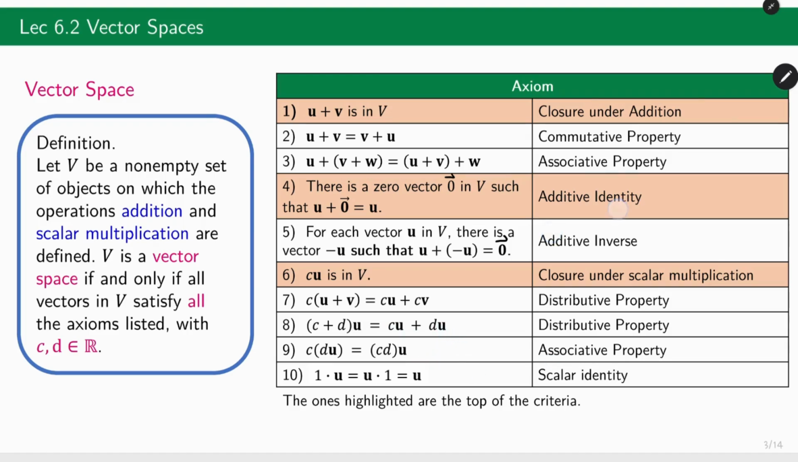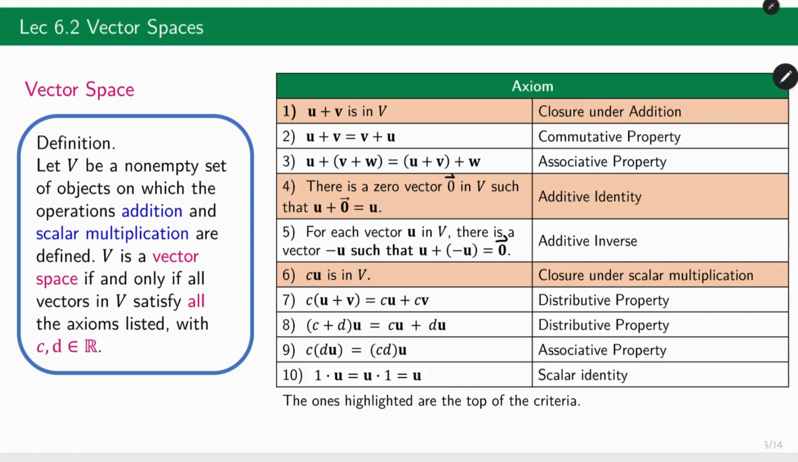Next, we have the associative property for scalar multiplication. We have c times (d times u). This should be equal to (c times d) times u. Always remember that c and d here, the ones that are not bold, are real numbers, okay? And then next, we have the scalar identity. 1 times the vector u is equal to the vector itself.